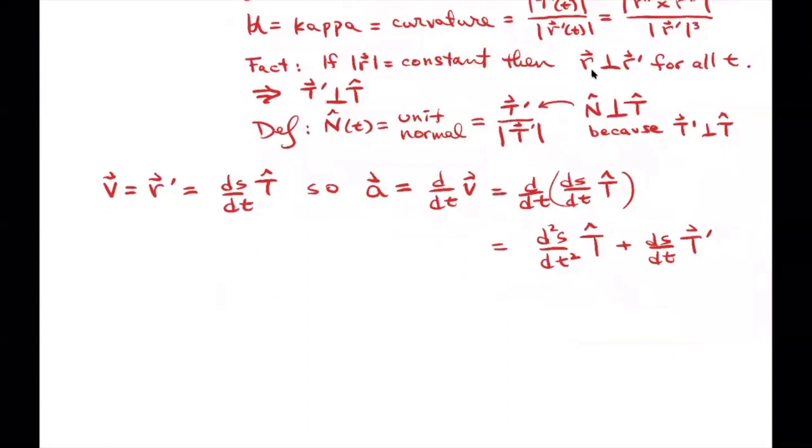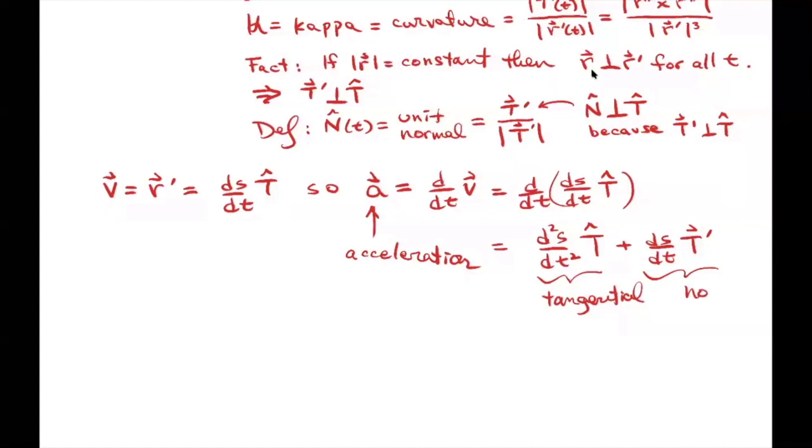Now, one thing I want to note is that this is acceleration, and I've just written acceleration into two components. One component of acceleration is pointing in the direction of the unit tangent, so this first part is tangential. And the second part is normal. So that's kind of convenient. Remember, t prime is perpendicular to t.